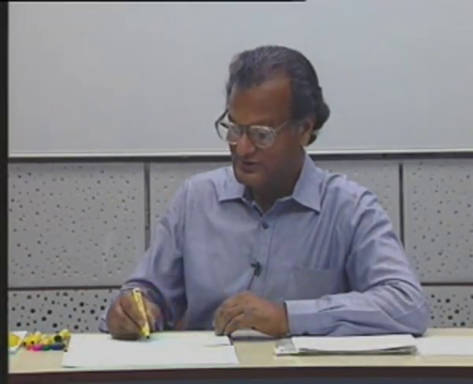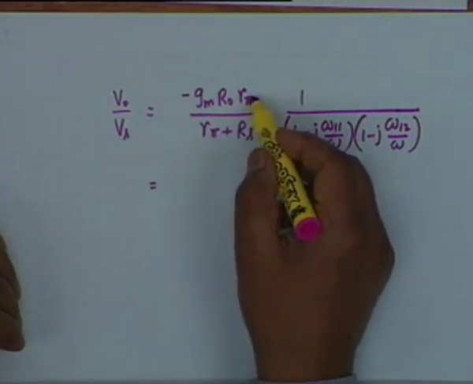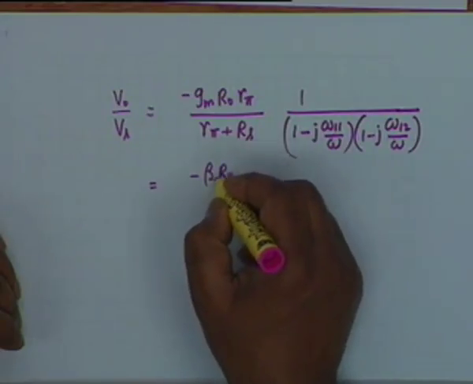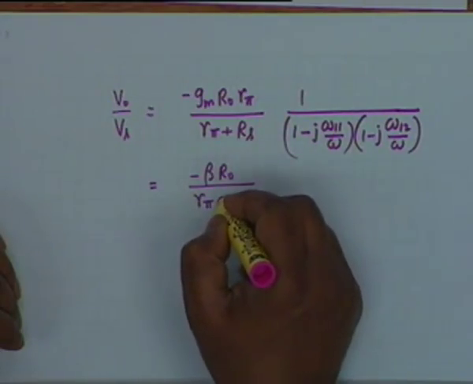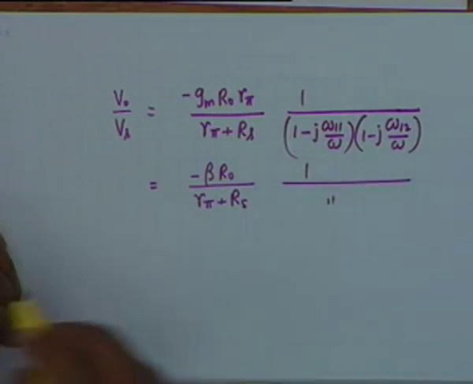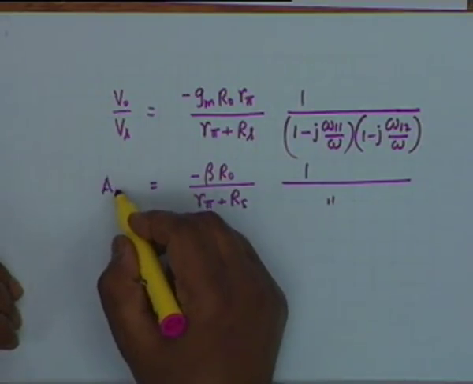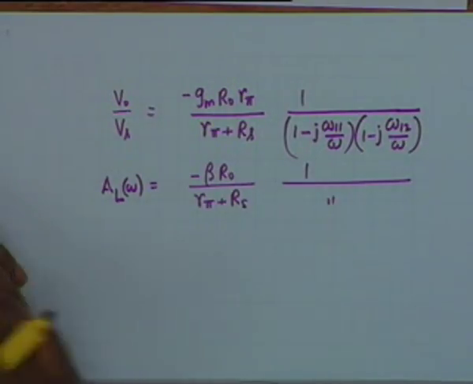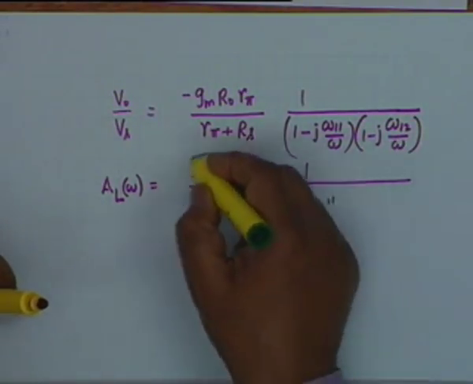Is that clear? And if you notice the constant term here, you see that Gm R pi is beta, and therefore this is minus beta R0 divided by R pi plus Rs times 1 over these two terms. This is A L omega, the low frequency gain as a function of frequency. What do you recognize this as?